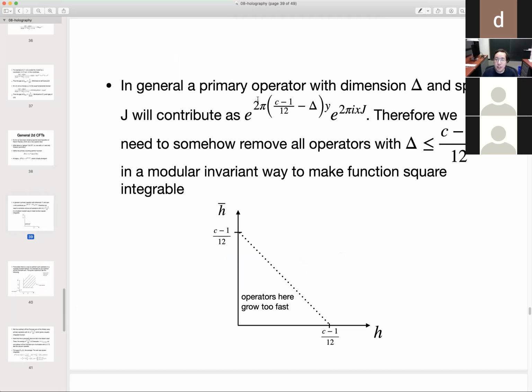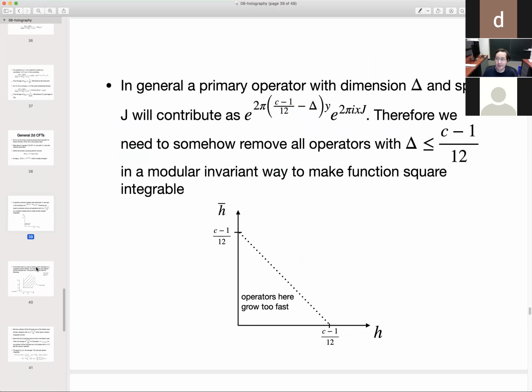And in particular, in general, primary operators with some dimension delta and spin J will contribute as the following to the primary counting partition function. So somehow we need to remove all operators with total conformal dimension less than or equal to C minus 1 over 12 in a modular invariant way to make the function square integrable. So here's a picture here. Somehow we need to remove all operators in this triangle region here in order to make the function square integrable. These operators are very dangerous and they grow too quickly.